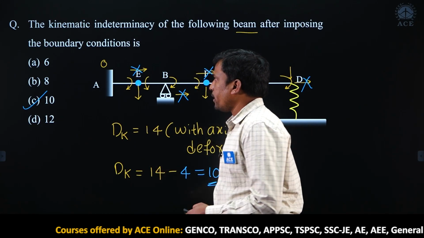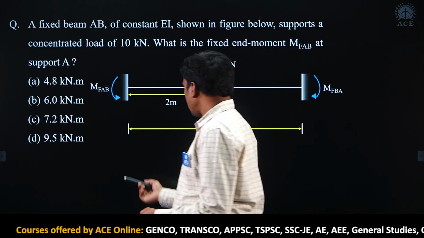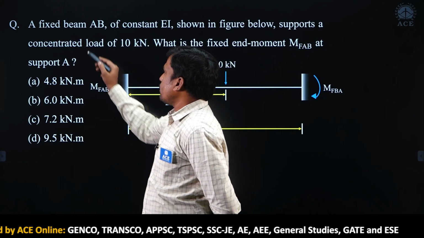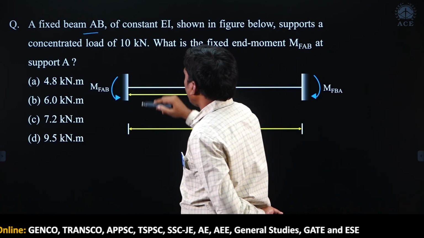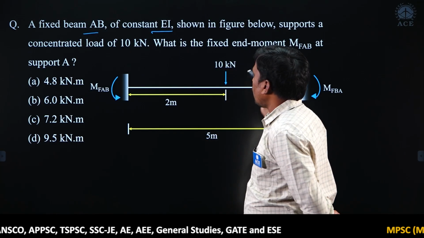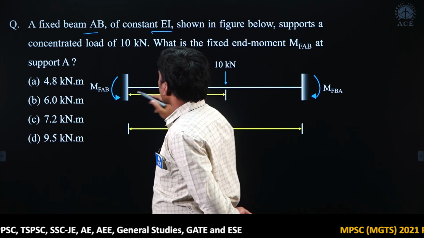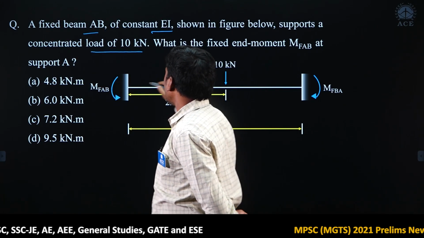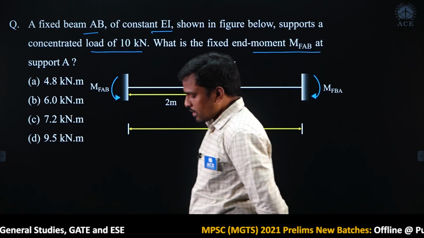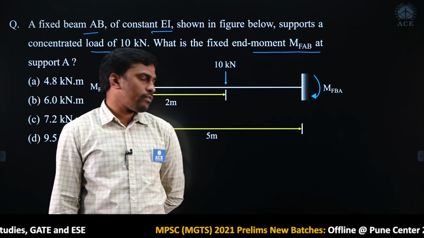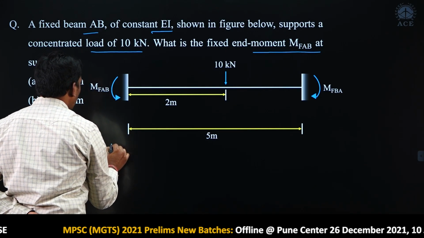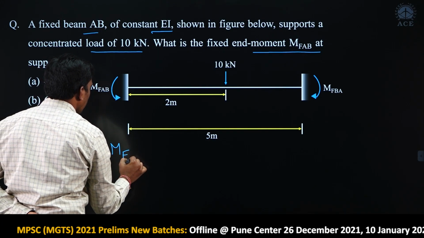Next question, a direct, very simple question. In this question a fixed beam AB is given, with constant EI, and a concentrated load of 10 kilonewton. What is the fixed end moment at support A? He is asking for the fixed end moment at A. So what is the formula? This is a direct question, right?